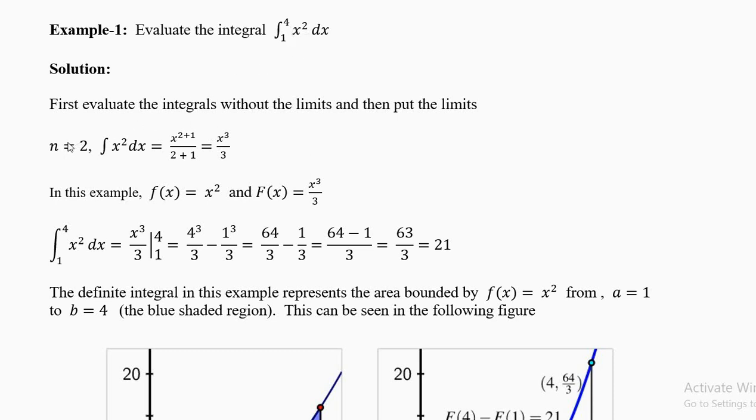Now in your first step, do not look at the limits 1 and 4. This is the power function, n equal to 2. Integration of x square is x power 2 plus 1 divided by 2 plus 1, x power n plus 1 divided by n plus 1, n equal to 2. You will get x cube over 3. So your small f is x square, capital F is x cube over 3, and there is no c.